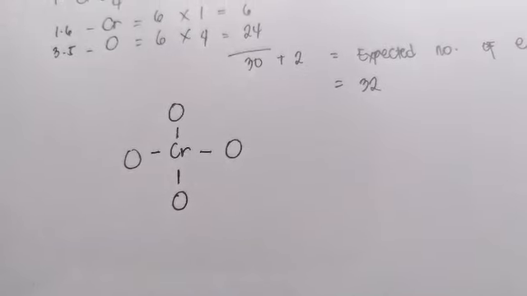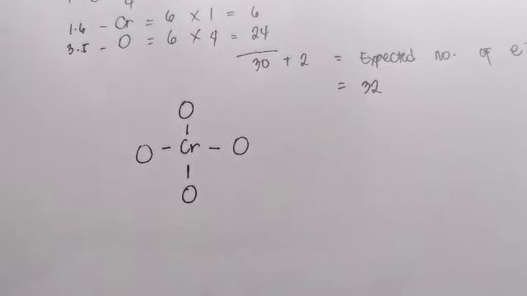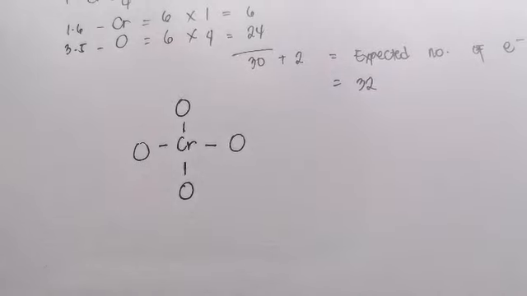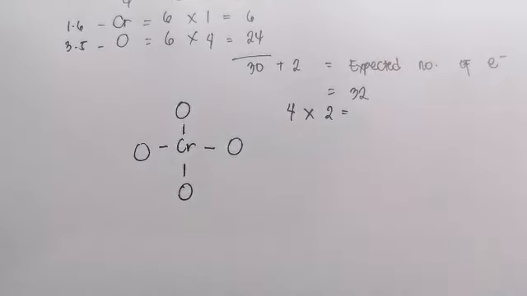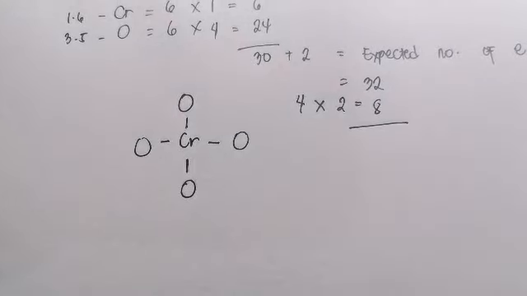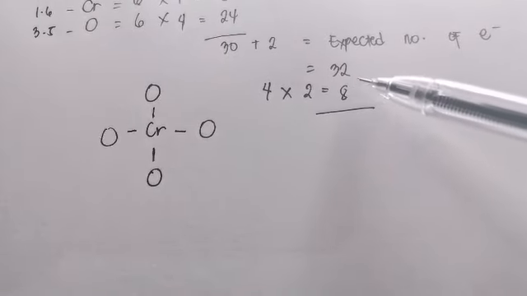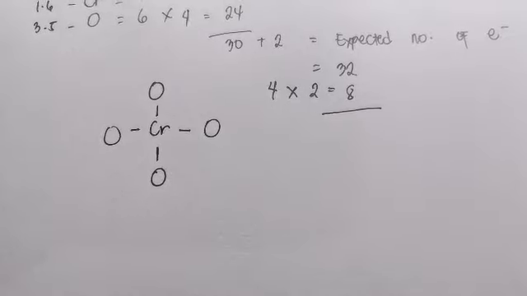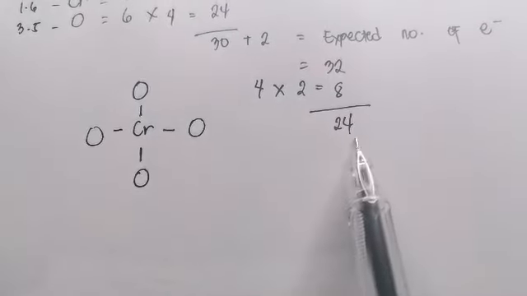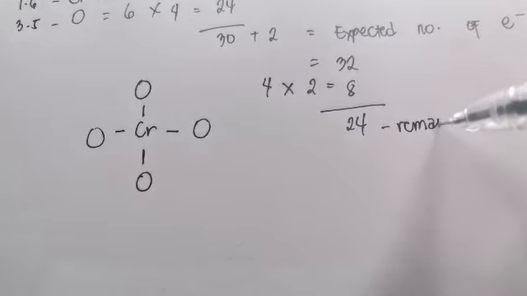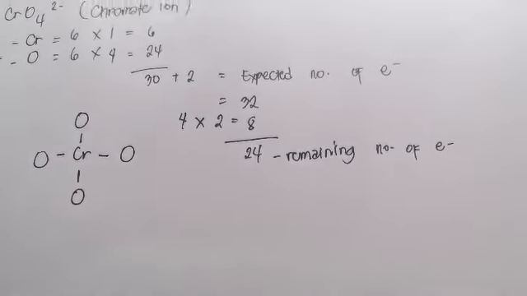Take note, in one bond, meron kang 2 electrons. So, you are going to multiply the 4 bonds to 2. 4 bonds times 2. So, you have 8. Since meron kang 8 electrons na nagamit na, so you are going to subtract it to the expected number of electrons. So you have 32, minus 8, so you have 24. So 24 na lang po yung remaining number of electrons na i-distribute natin.